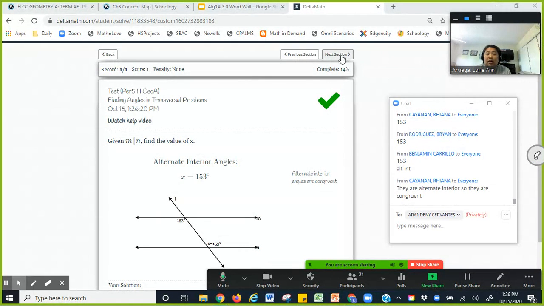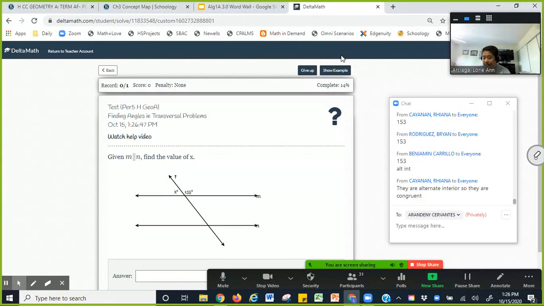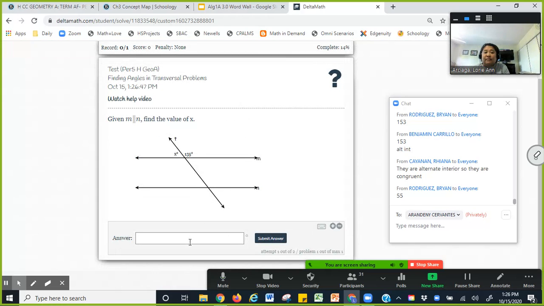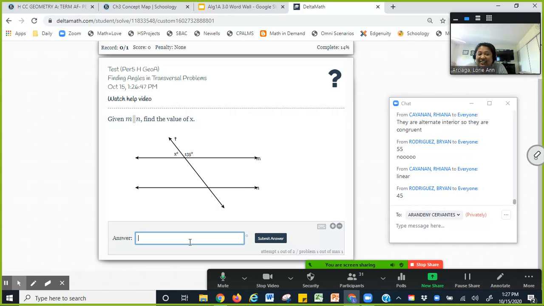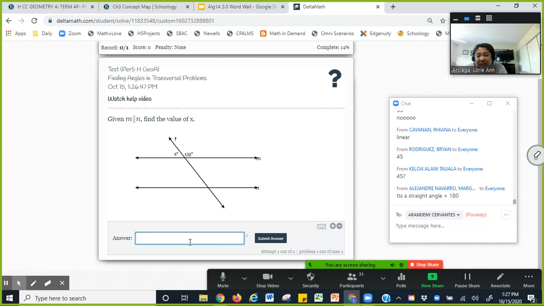Okay, next section. Be careful with this one. Brian said 55. Brian, you want to explain how you got 55? No? Linear, according to Rihanna. Okay, so they form a linear pair. It's not one of those that we put on the concept map, but it's from the previous chapter. It's a straight angle. You can think of it that way. Yes, so you will do 180 minus the given angle, right?